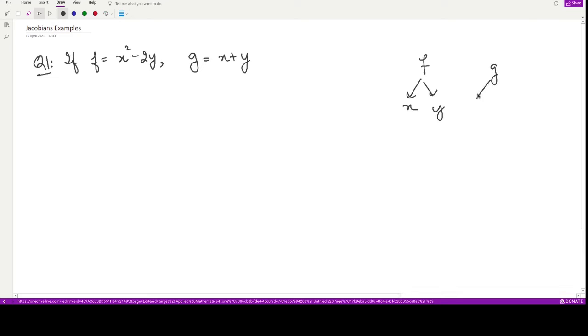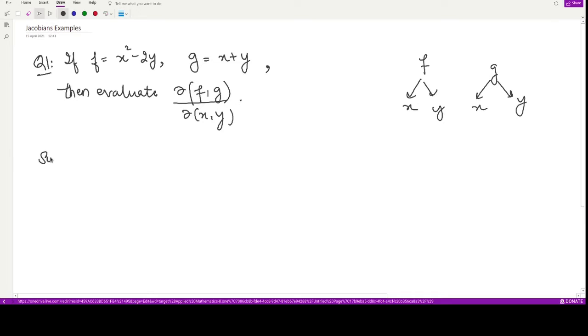The first question, for the first example where we are required to calculate the Jacobian: if f is given to be x squared minus 2y and g is given to be x plus y, these two functions are given, so that means f is a function of x and y and g is also a function of x and y. Then they are saying, evaluate del f comma g by del x comma y. So this is the question.